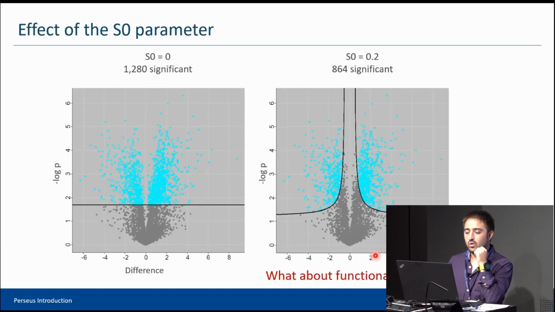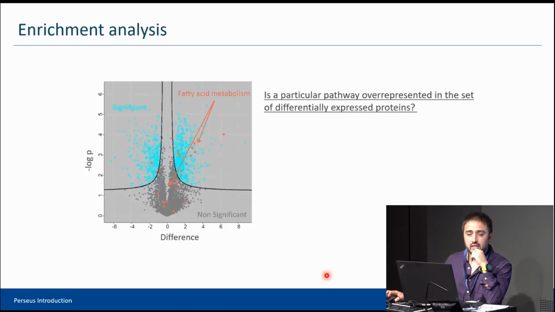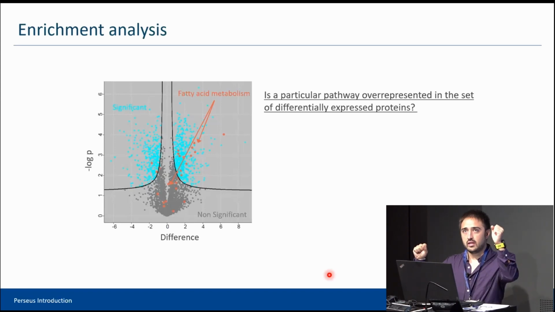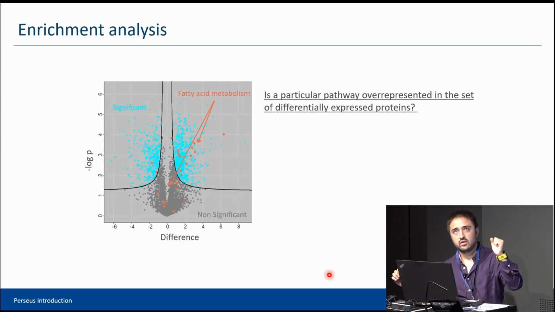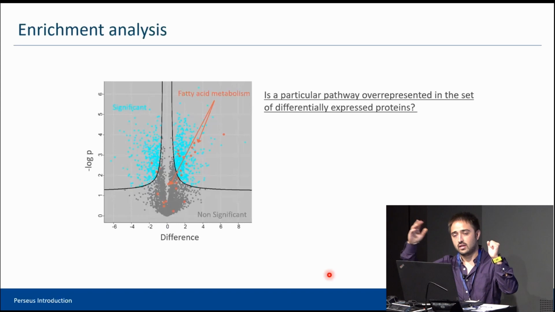After having the set of differentially expressed proteins, what is that telling us? Which biological pathways are enriched or depleted in our sample? This is basically combining two things: annotations and differential expression results. If we have a set of differentially expressed proteins with a given set of annotations, what can we say about the biological pathways? What is depleted or enriched?